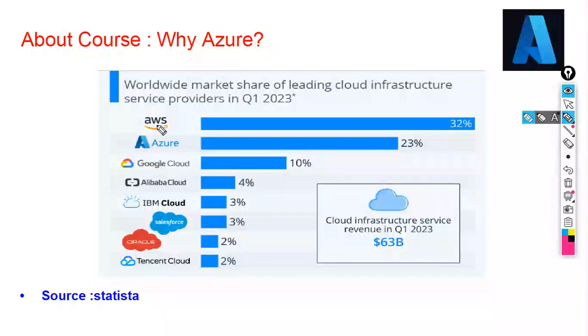And if you see the market share, as we have discussed, AWS is the leader in the market. It has captured around 32%. Azure is giving tough competition to AWS and has captured 23% of the market. Even though it launched after AWS, it successfully captured 23%, and others like GCP have 10%, Alibaba 4%, and so on. So these are the top three service providers, and the top two are AWS and Azure.